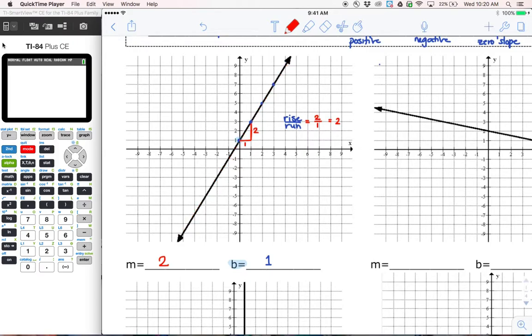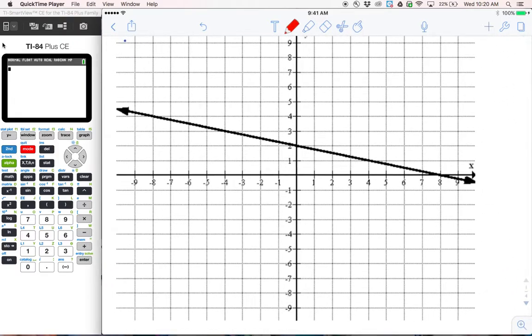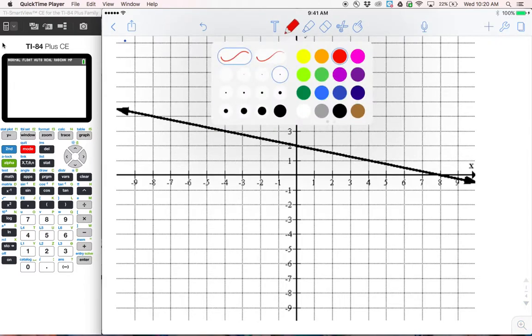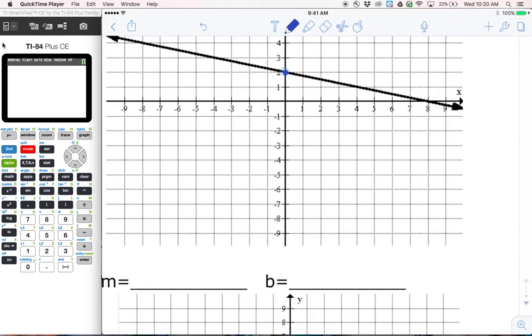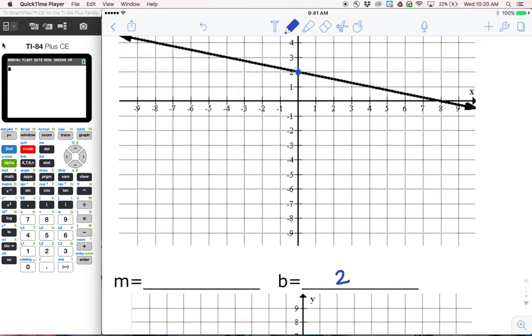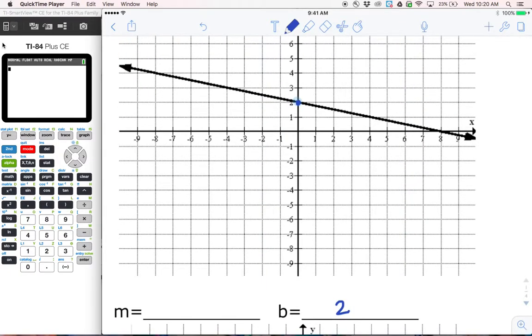All right, let's look at the next one. On this next one, similar to the first one, let's find our y-intercept first. That's just this point right here. So in this case, the y-intercept, my b value, is 2. And let's find my slope. We're going to find some pretty points. Let's see here. This one looks good. You can find more if you want, but you really only need 2.